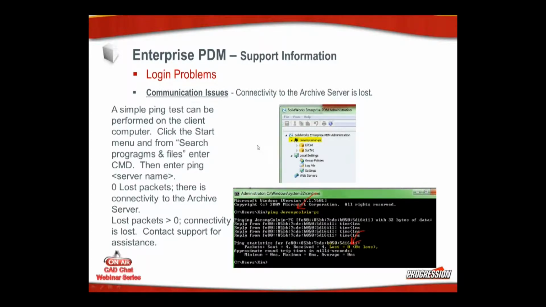Sometimes in login issues there are communication issues with the server, and you can check that server and ping it. Go into the admin tool, and this would be your server name, your archive server. And then you could go into the CMD through the start menu, and you could do a ping to see if it's pinging, and you would look to see if there's any lost packets. If there are lost packets, then you could contact support and we could further assist you.